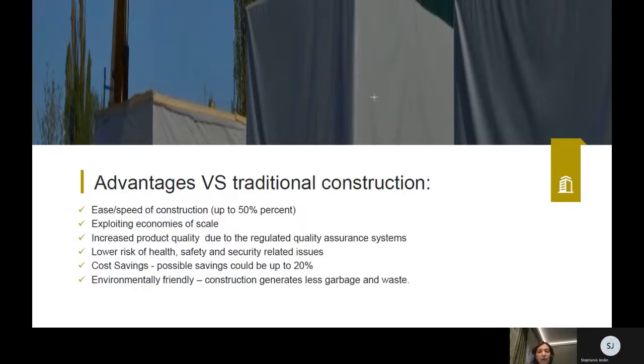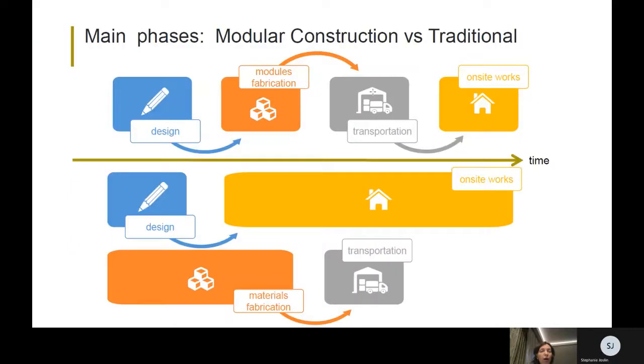And last but not least, modular construction seems to be more environmentally friendly. This type of construction generates less garbage and waste. But as it usually is in our life, some advantages come with some disadvantages, because these advantages give some additional risks to the type of construction itself, and we will show it later on.